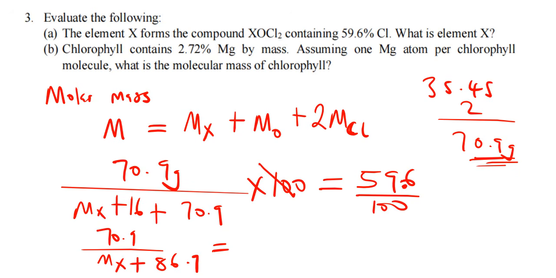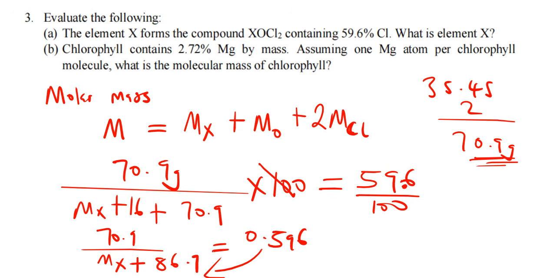59.6 divided by 100 moves the decimal two steps, so in this case I'm going to have 0.596. Now that I've got this, I can cross multiply. This is going to multiply with that, then the 70.9 is going to multiply with the 1 on the other side. So now what am I going to have?